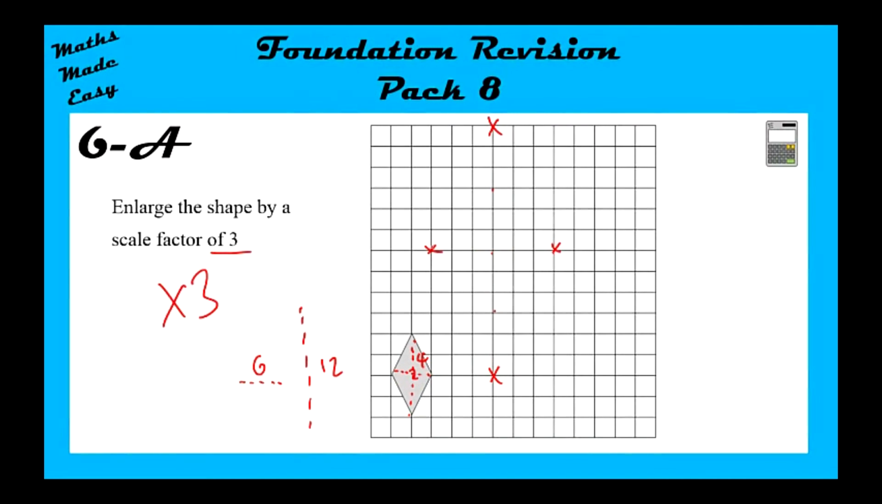But very, very important, that across 6 cannot just go here or here, it must go right through the middle of the shape, there, because you'll notice this shape's symmetrical. So if you plot all those points, join them up, you end up with something like this.